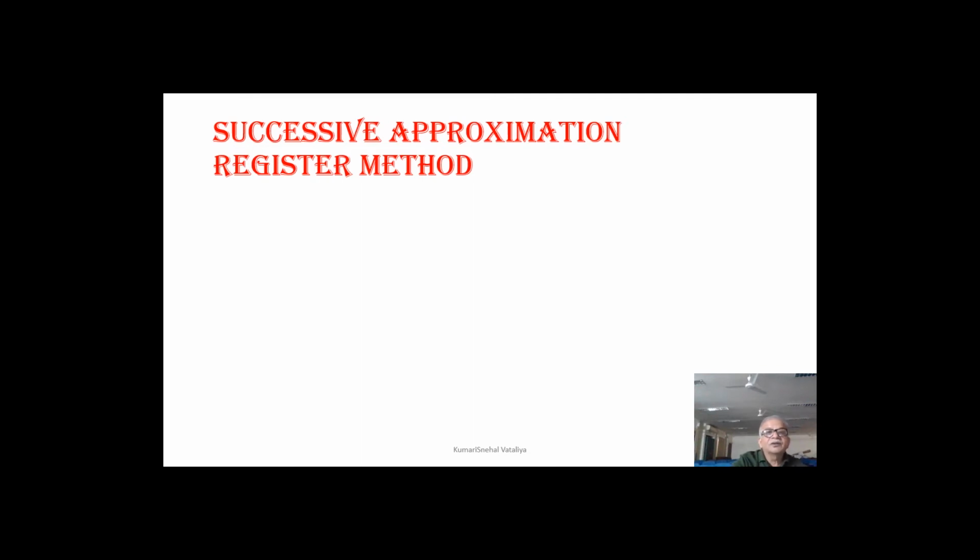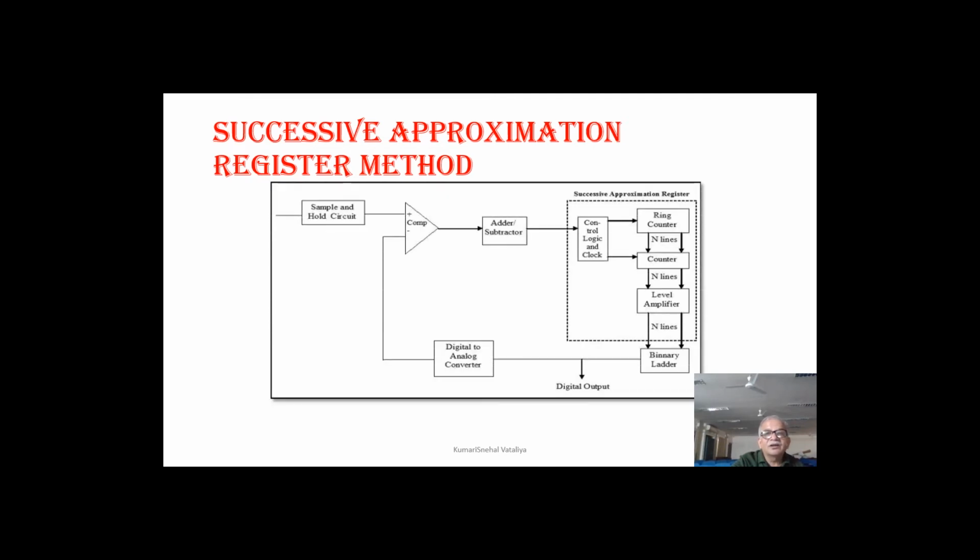Next method is the successive approximation register method. Here, instead of using so many pulses, we are trying to approximate successively, again and again. Approximation means using some logic, and a register is something which registers numbers one after the other, in a counting process. So that kind of a register is there.